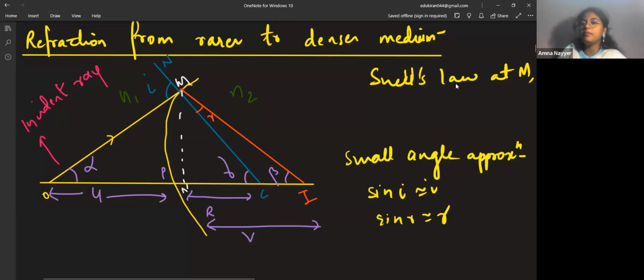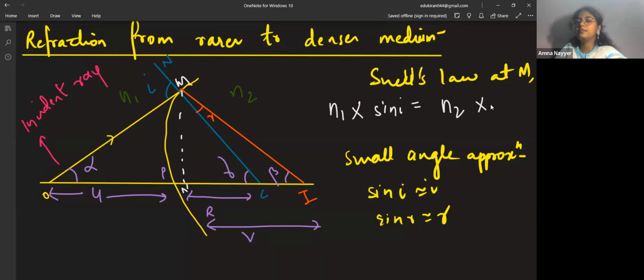Now at this point M, if we apply Snell's law, N1 sine I is equal to N2 sine R. Now see, the small angle approximation basically says tan theta or sine theta are both approximately equal to theta. So you can write sine I as I and sine R as R. So this equation becomes N1 I is equal to N2 R. Fine, keep this equation.